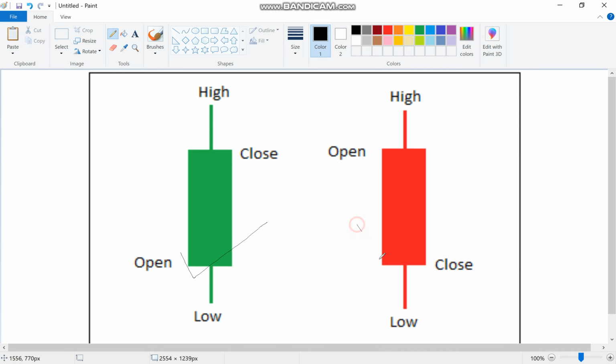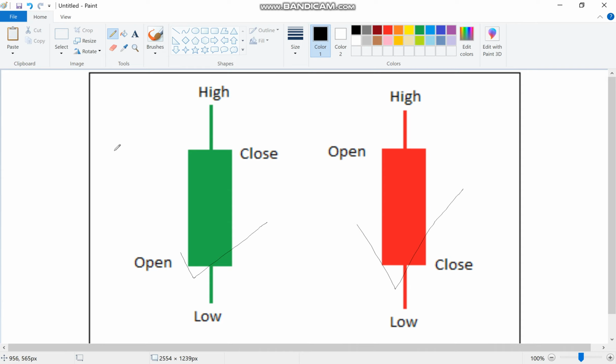One is green and one is red. The green candlestick is formed when a market has a positive sentiment and the red one is formed when the market has negative sentiment. Green candle is found when the opening price of the share or the market is lesser than the closing price, and red candlestick is formed when the opening price is greater than the closing price, which means the market is in loss.